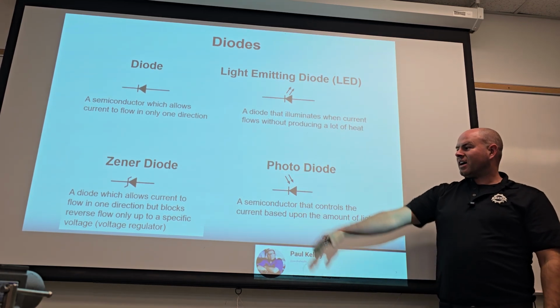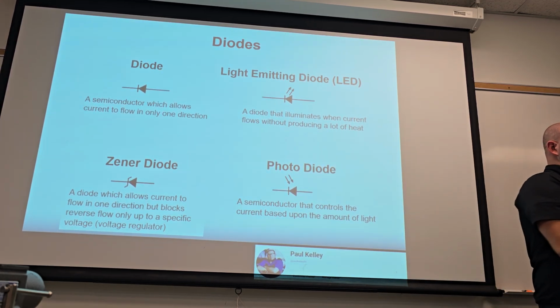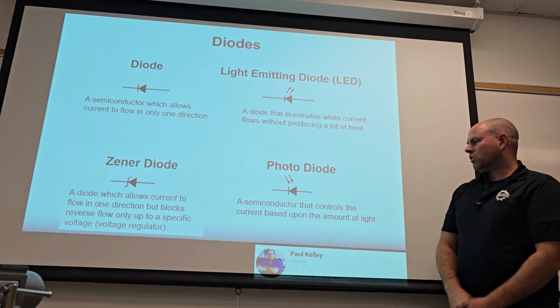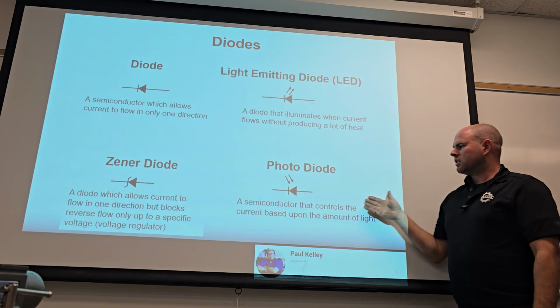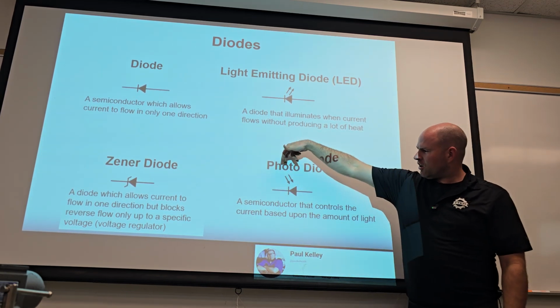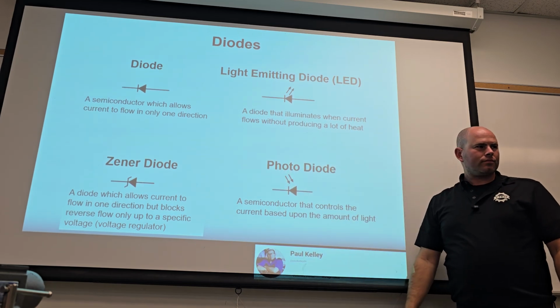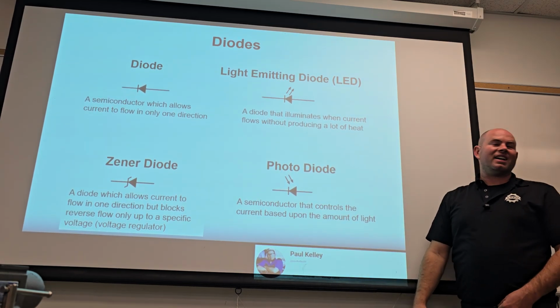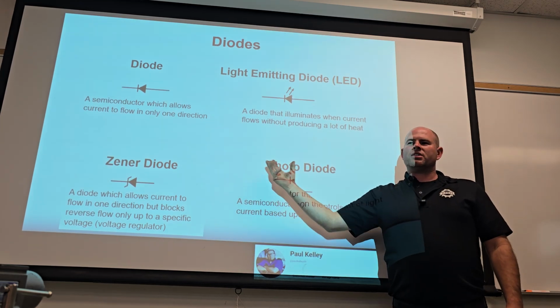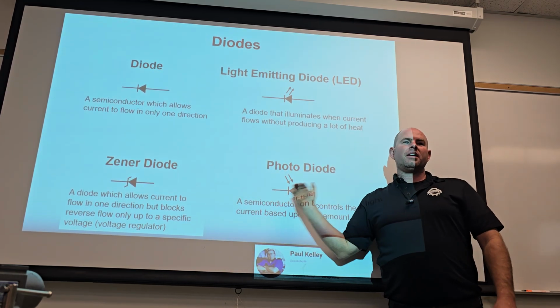What do you think about the photodiode? Photodiode's kind of the same, but opposite. The photodiode's interesting because a small amount of current will flow until, look at the arrows. You see how they're going in? Yeah, it's a sensor. Exactly. When that light goes in, more current flows. When there's less light, less current. When there's more light, more current.